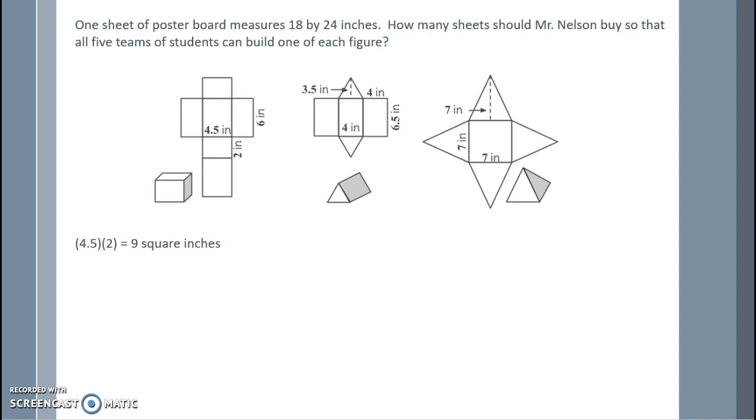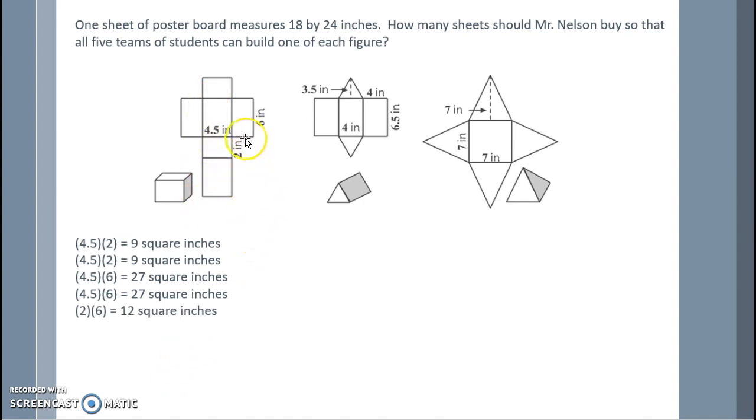So I'll start with the rectangular prism here. We have 4.5 by 2 to get this space here, which is 9 square inches. We have another one of those at the top, so 4.5 by 2. We have 2 that are 4.5 by 6, so 4.5 by 6, 4.5 by 6. We have one that is a 2 by 6, and another one that is a 2 by 6. So all together, when we add these, we have 96 square inches.